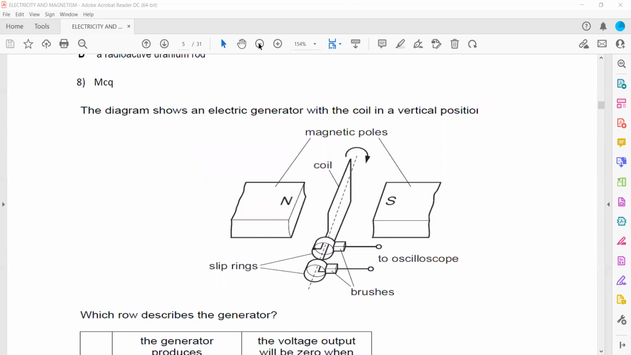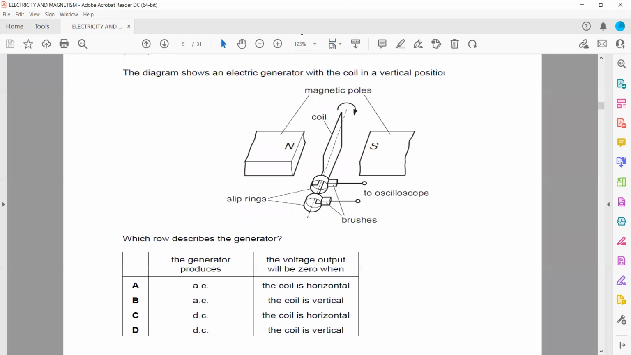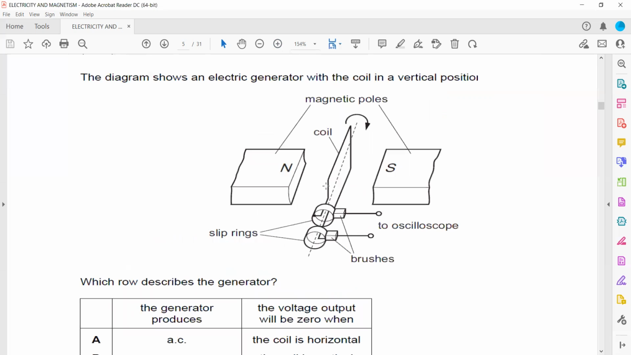In question 8, the diagram shows an electric generator with a coil in the vertical position. So this is a generator. When the generator is at a vertical position, the induced EMF is 0. When it is exactly horizontal, the induced EMF is maximum. So which rule describes a generator? A generator always produces an AC current. So the generator produces AC and the voltage output is 0 when the coil is exactly vertical. So B is the right answer. If it is horizontal, then the maximum voltage is produced by the generator.